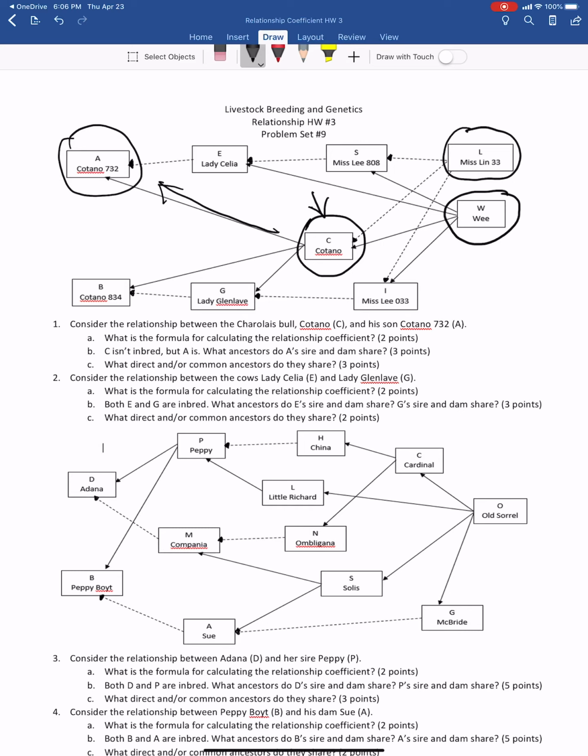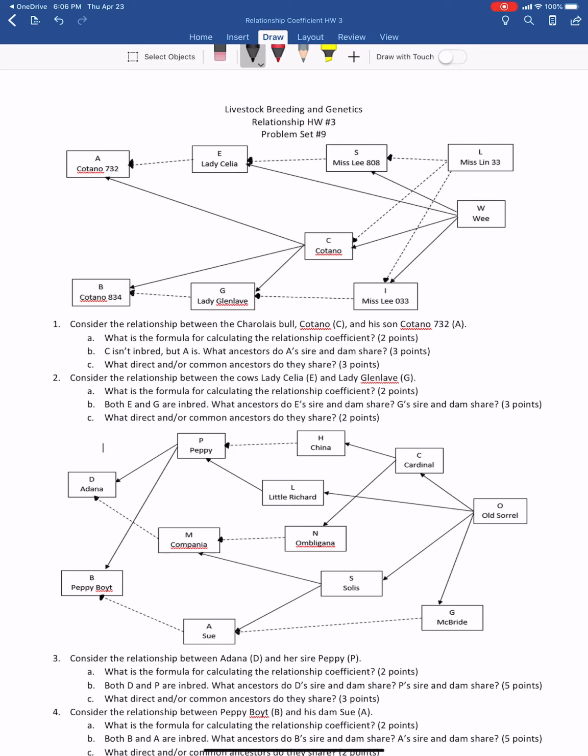For the second one, we're discussing Lady Celia. So E, give me a sec. So E and G. So in this case, right, a little different. We're not actually talking about any kind of direct relationship here. So it's just going to be common ancestry, right? And so you can go from there, but just make sure you get that.